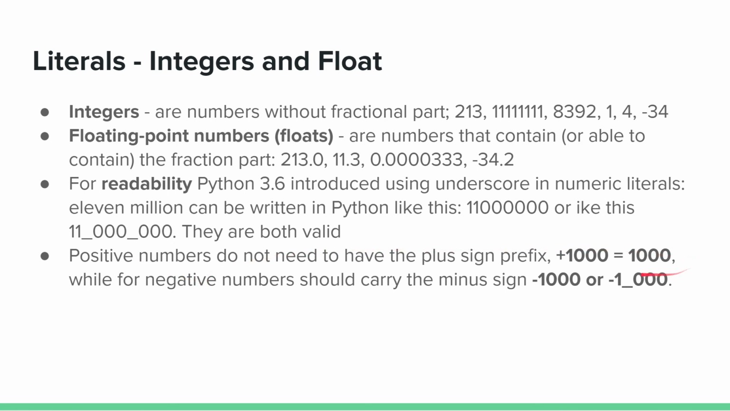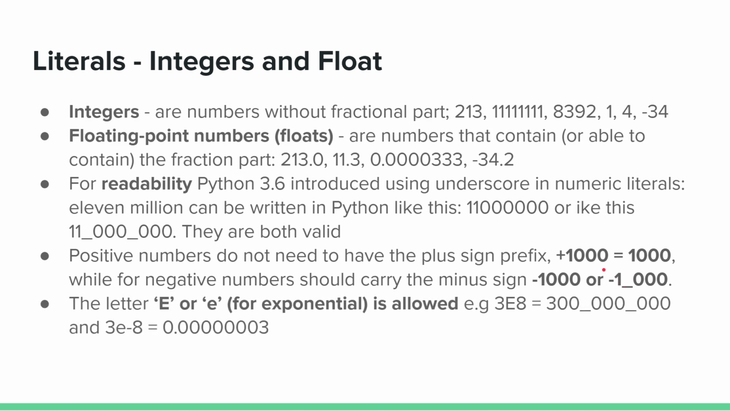Positive numbers do not need the positive sign in the front. You can leave it as this, but negative numbers definitely need it as this, or as this guy with this underscore. It is still fine. We have the exponential, which is represented with the uppercase E or the lowercase e, and you can see samples like that.